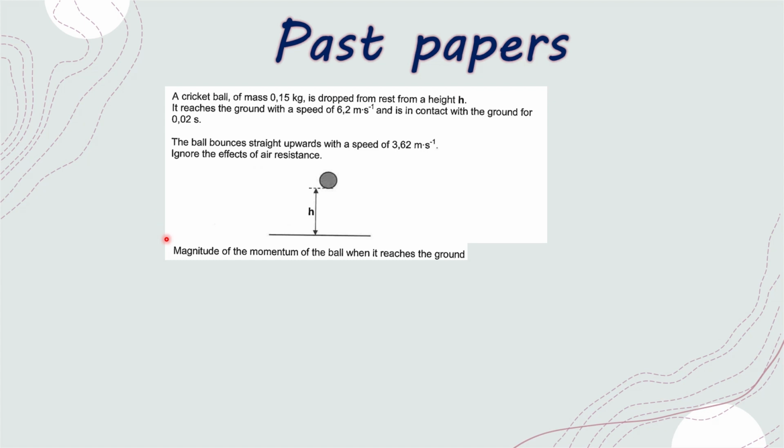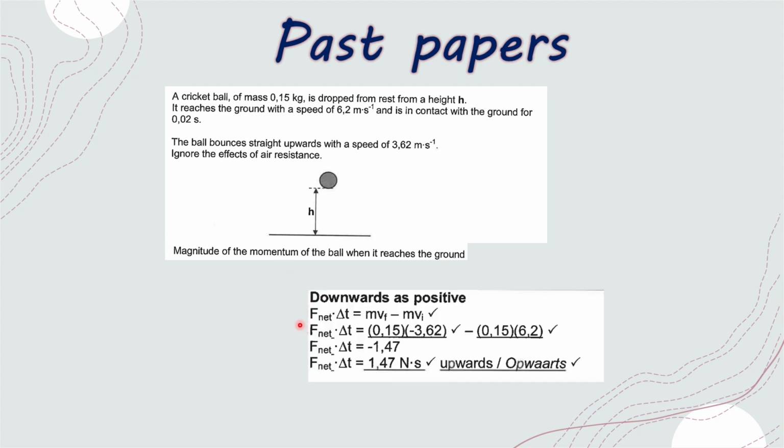The first thing you do is choose a direction. I'm going to choose downwards as positive. Let's have a look. We have your F-net equation, you have your mass, and you have your velocity initial, and you have your final velocity, so you just substitute it into the equation. Now you're left with negative 1,47. However, we chose downwards as positive. If we get a negative answer, it means that the ball is actually moving upwards. So it's 1,47 upwards.